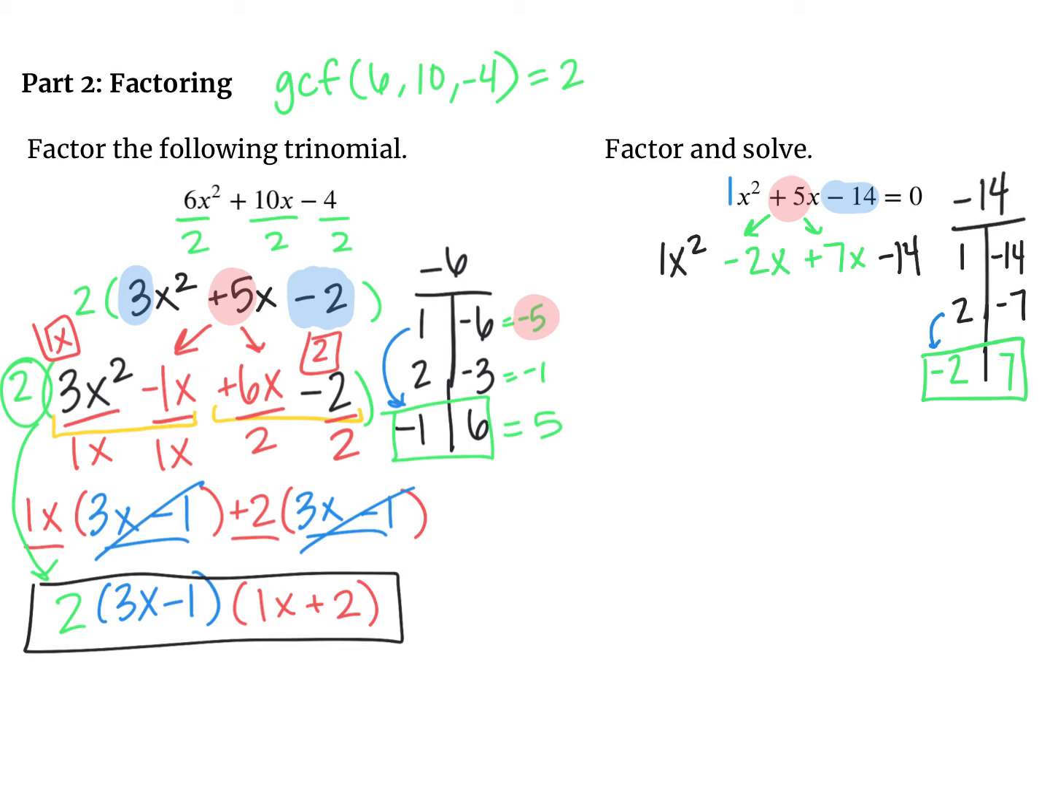And now we can group together. So the first two terms is our first group, and the second two terms is the next group. To find the GCF of this first group, we look at 1x squared and negative 2x. The GCF here would be a 1x. So we divide by 1x and bring down the GCF in front of the parentheses. 1x squared divided by 1x is just 1x, and negative 2x divided by 1x is negative 2.